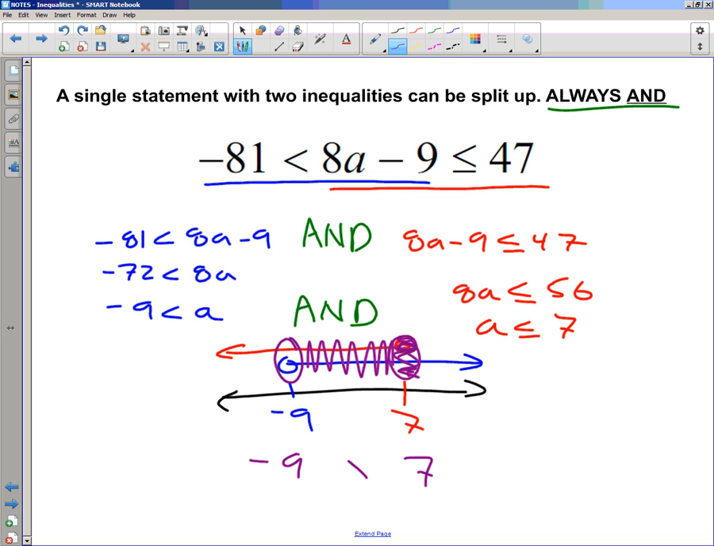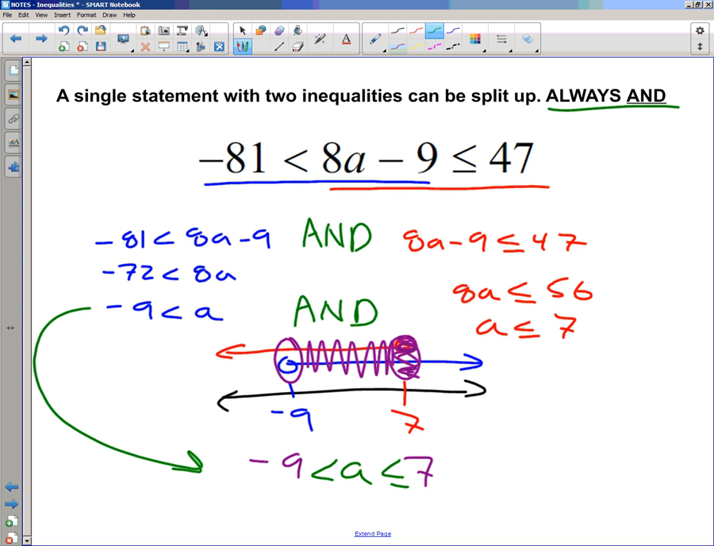A is going to be between negative 9 and 7. A is bigger than negative 9, less than or equal to 7. I'm sure some of you are already seeing some steps here that you probably would do in your head. For example, many of you would probably just jump straight from this answer to that answer. Any questions on that one?